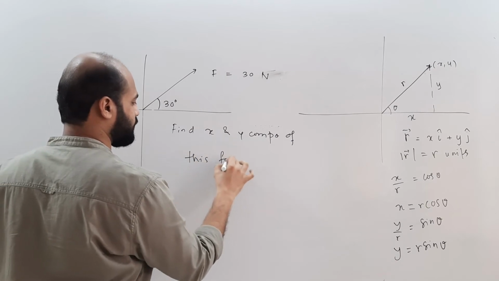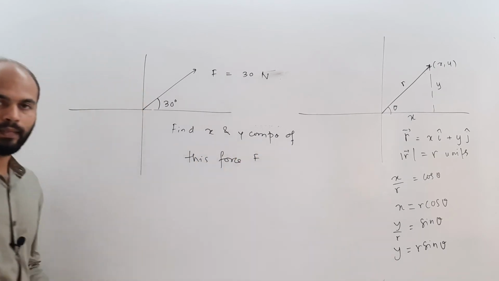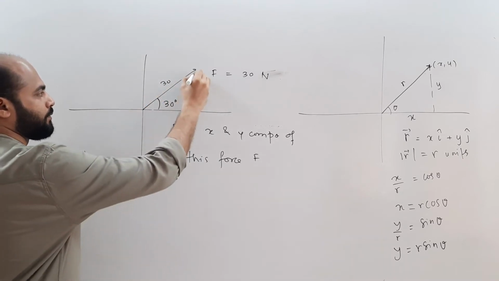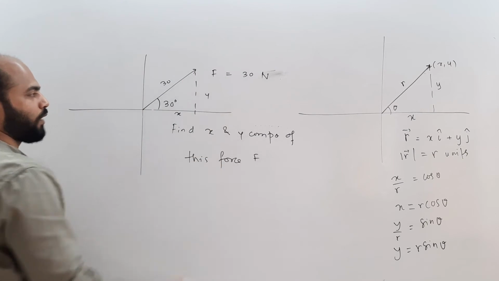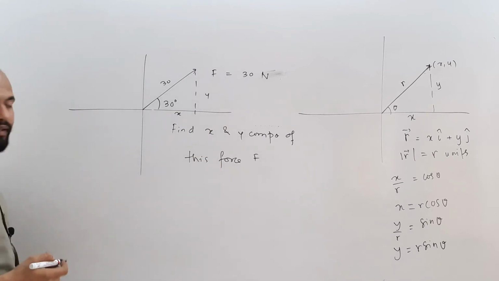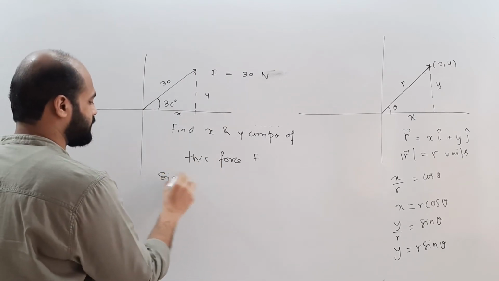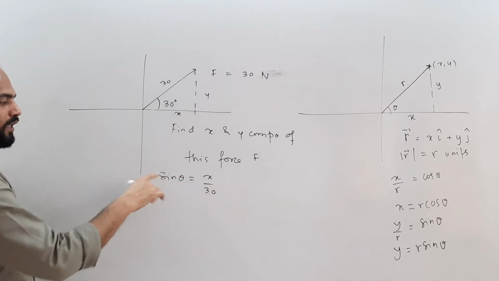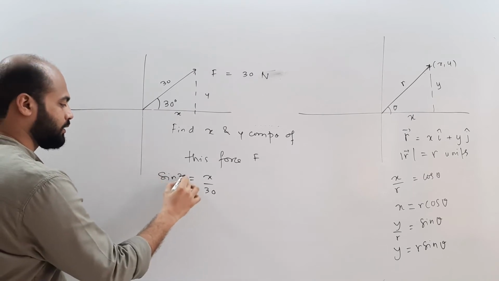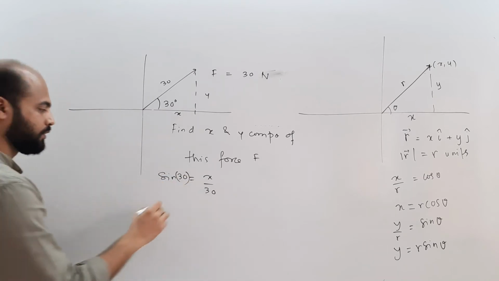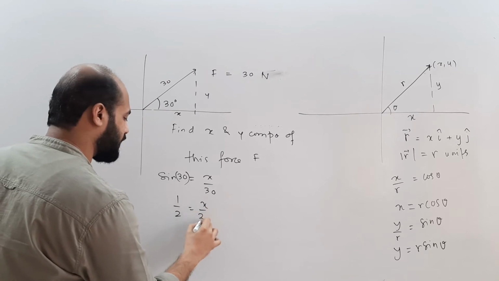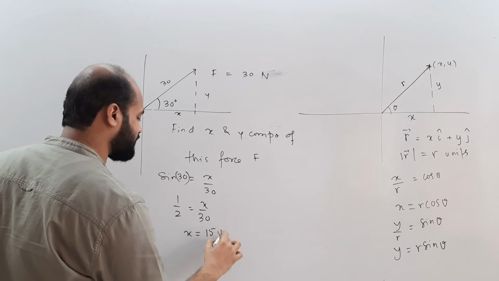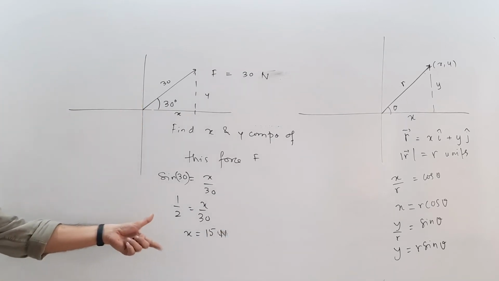this force F. If you have to do that, let's say this is 30 and this is x and this is y. So one thing from trigonometry we can write, that is sin theta. Sin theta is x by 30. But we know that sin 30 is going to be half. So I'll write half is equal to x by 30, which means that x is 15 units or 15 newtons. So we have found the x component.